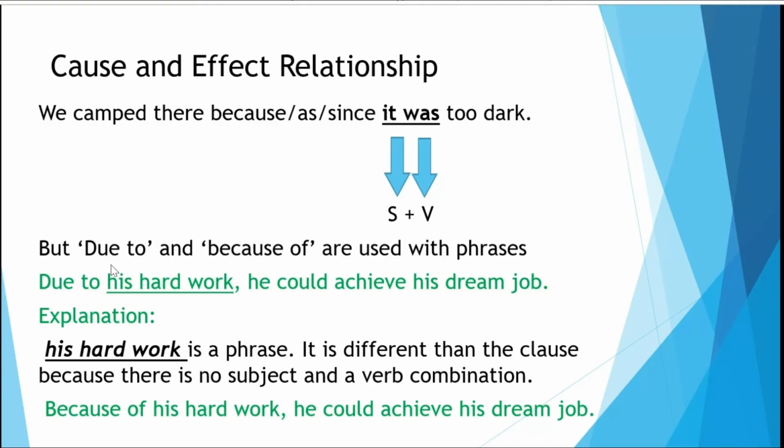On the other hand, phrases like due to and because of are used with what? With phrases only. For example, due to his hard work. So due to is showing the reason, and his hard work is a phrase. He could achieve his dream job, and it is a complete sentence which is actually the result of that hard work. His hard work is a phrase. It is different from the clause because there is no subject and verb combination. So if you see here, we don't see any verb here.